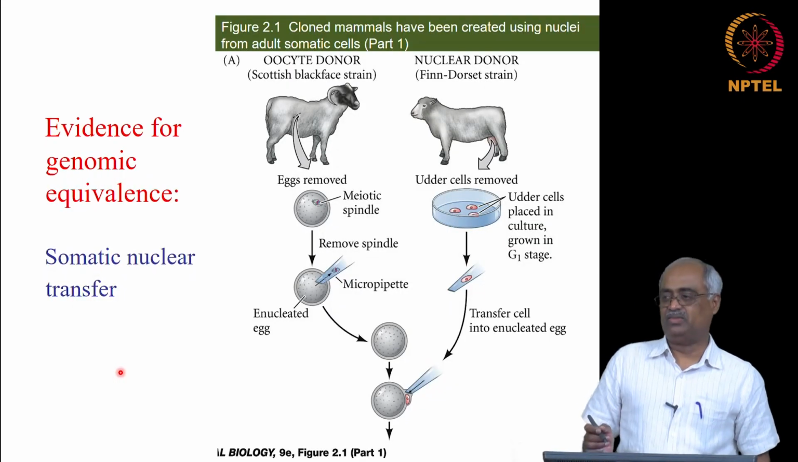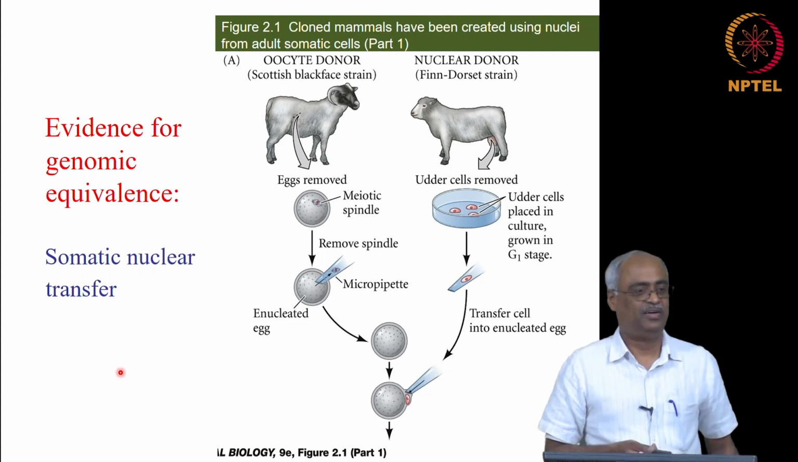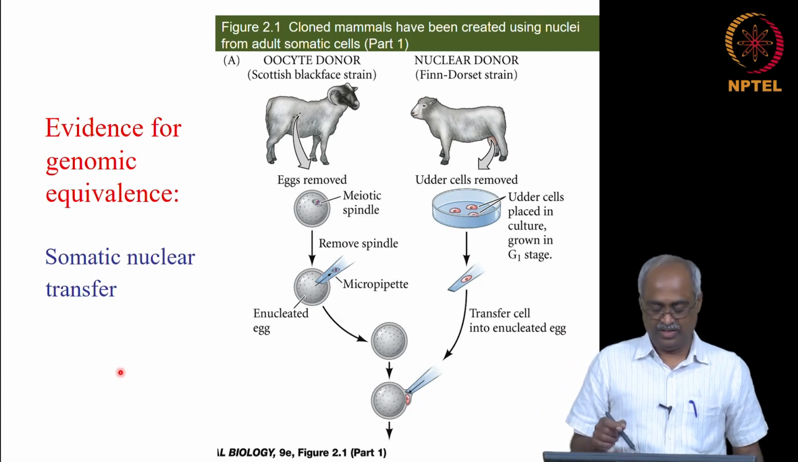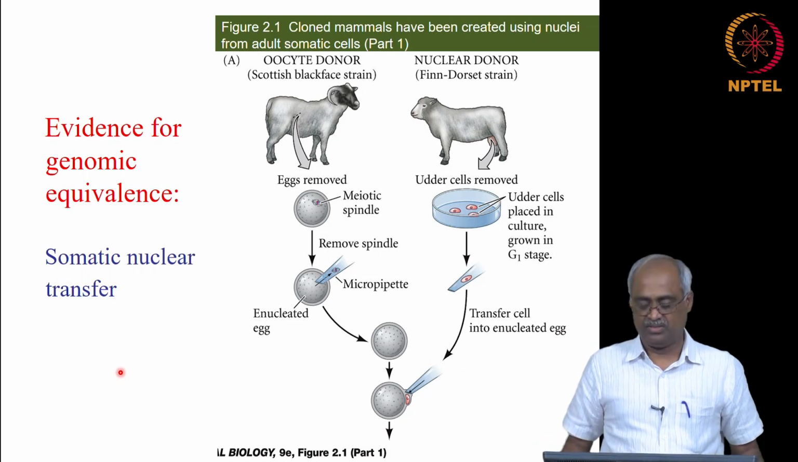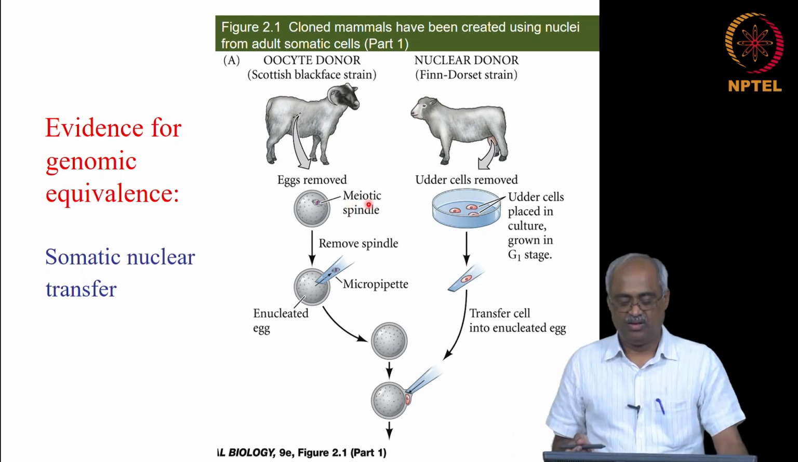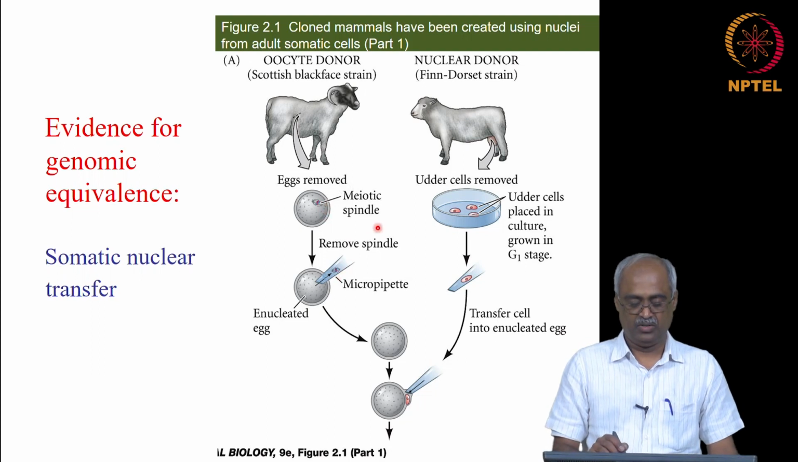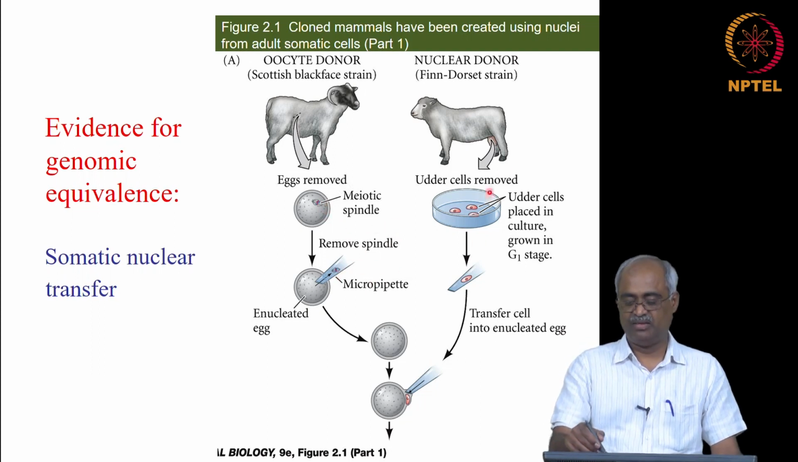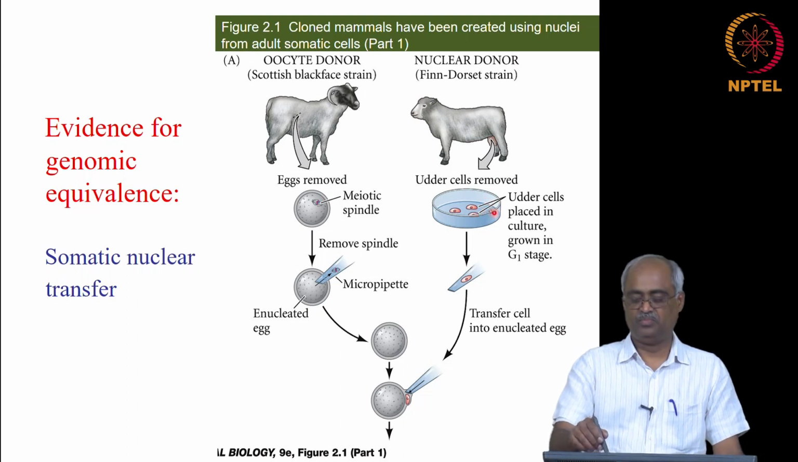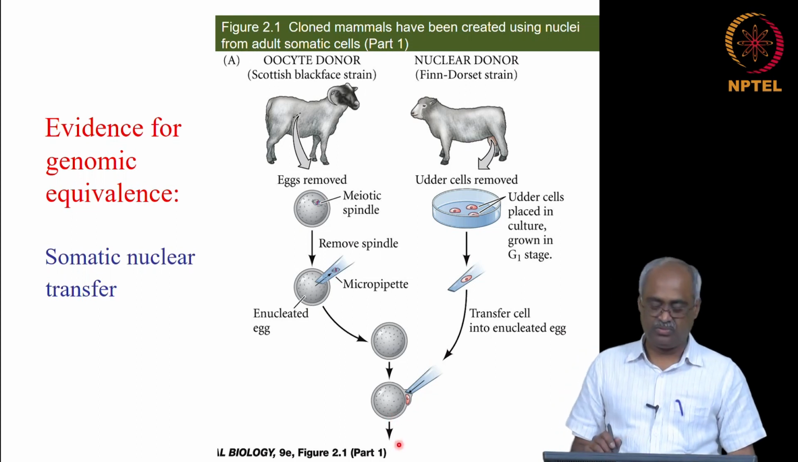And this is one more evidence. I am sure some of you were born by the time this was published, it is that recent. Wilmut in Scotland and his group were able to do a very similar experiment in sheep. This is the oocyte donor from which you take the egg, then you take out the nucleus and the spindle, then you take the udder cells from the nucleus donor and transfer into the enucleated oocyte and allow it to develop.